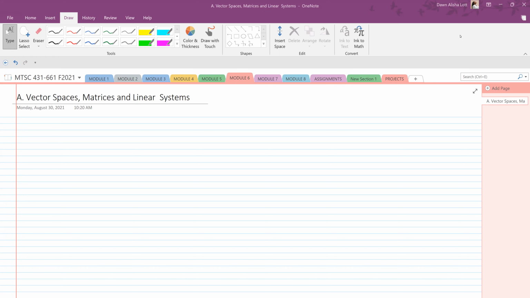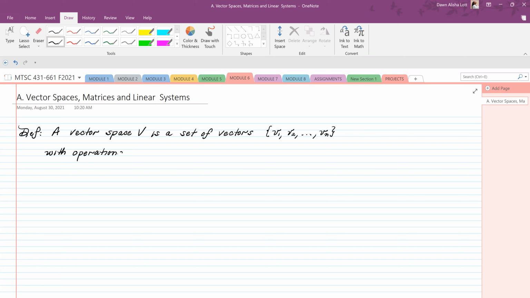Definition. Okay, a vector space V is a set of vectors, I'm going to call them V1, V2, all the way up to Vn, with operations plus and times. So now if you remember, there are certain properties of vector spaces.